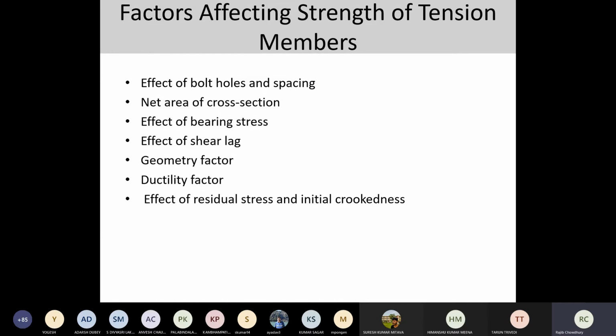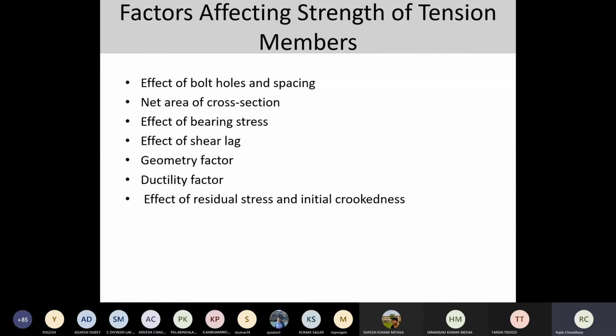Now, there are certain things that, not frequently but sometimes, the designer, or people from an academic point of view, would like to know about. That is, what are the different factors affecting tension members, the strength of the tension member? The first one is the effect of bolt hole and spacing.